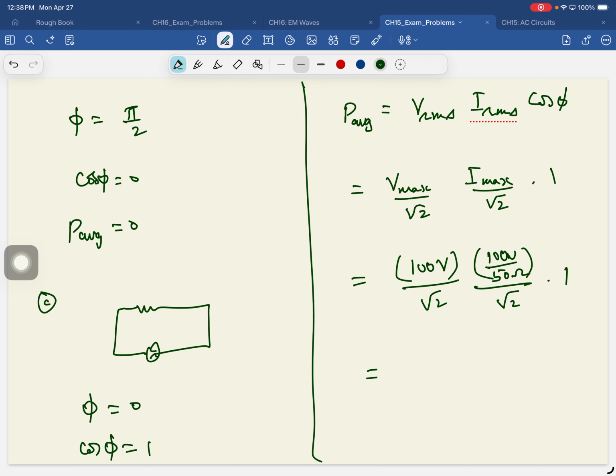Okay, so this is 10,000 divided by 2, which is 5,000. 5,000 divided by 50 is 100. So the average power delivered to the resistor is 100 watts. Okay. So this is like a 100-watt bulb.